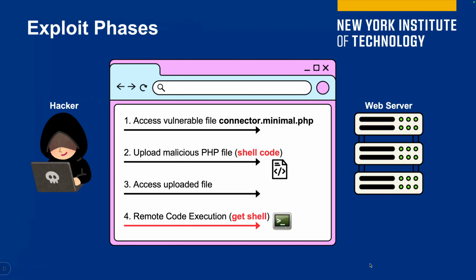Okay, this figure shows in detail how a hacker exploits the vulnerability step by step. First, they access the vulnerable file, and then using this file, they upload a malicious PHP code, most of the time with shell code in it. Once the PHP file is uploaded, they can access it to trigger a remote code execution. At this point, they get the shell of the server. This means they can interact with the server just like a logged-in user, right?